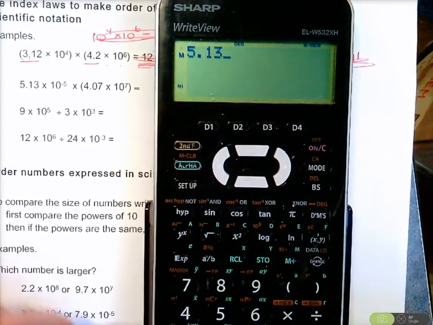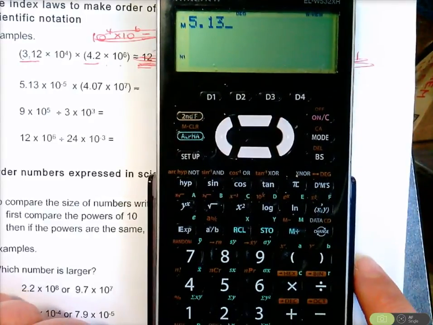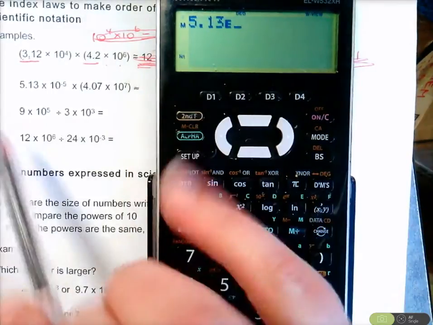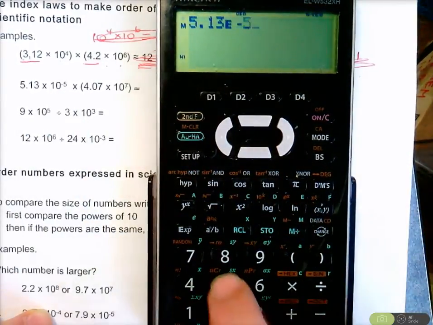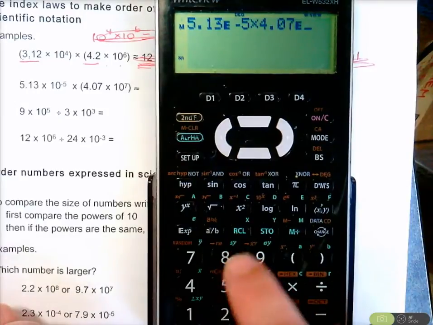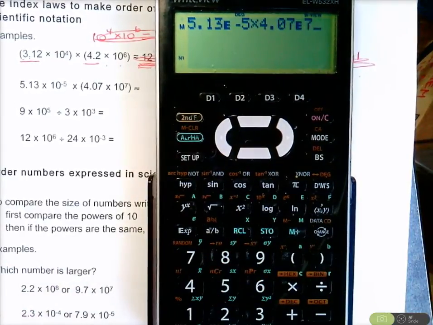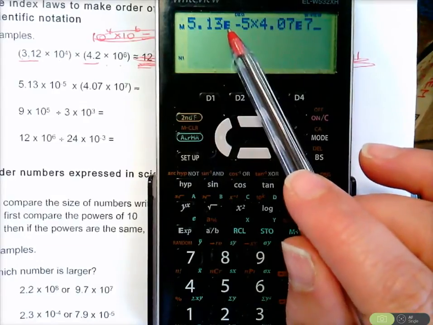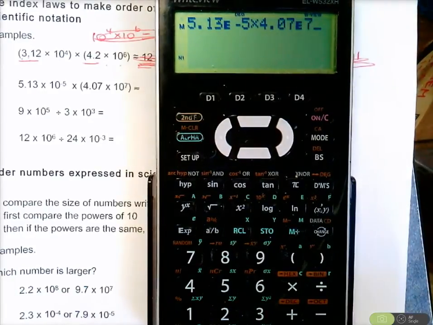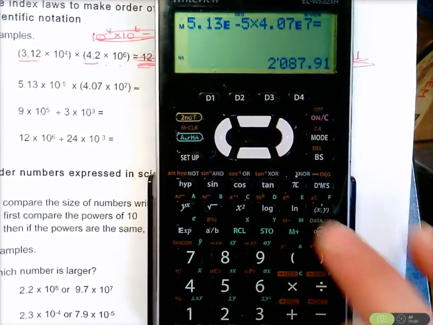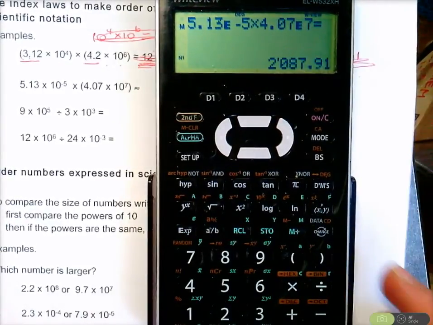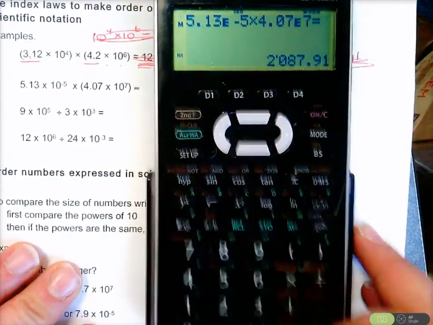5.13. You just need to see me press the EXP. So I've done 5.13 EXP negative 5. This is 5.13 times 10 to the negative 5. So negative 5 times 4.07 EXP 7. So 5.13 EXP negative 5 times 4.07 EXP 7. Now, I'm going to do the answer, and I get 2087.91. I'm going to explain why.